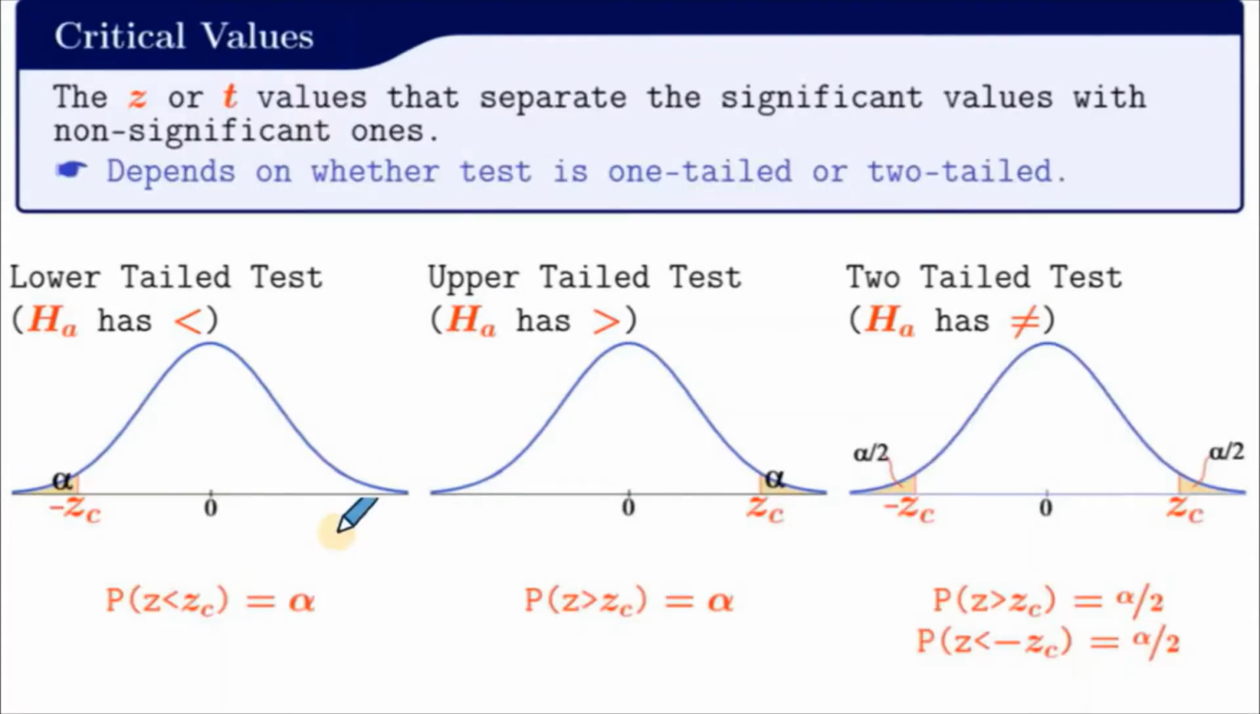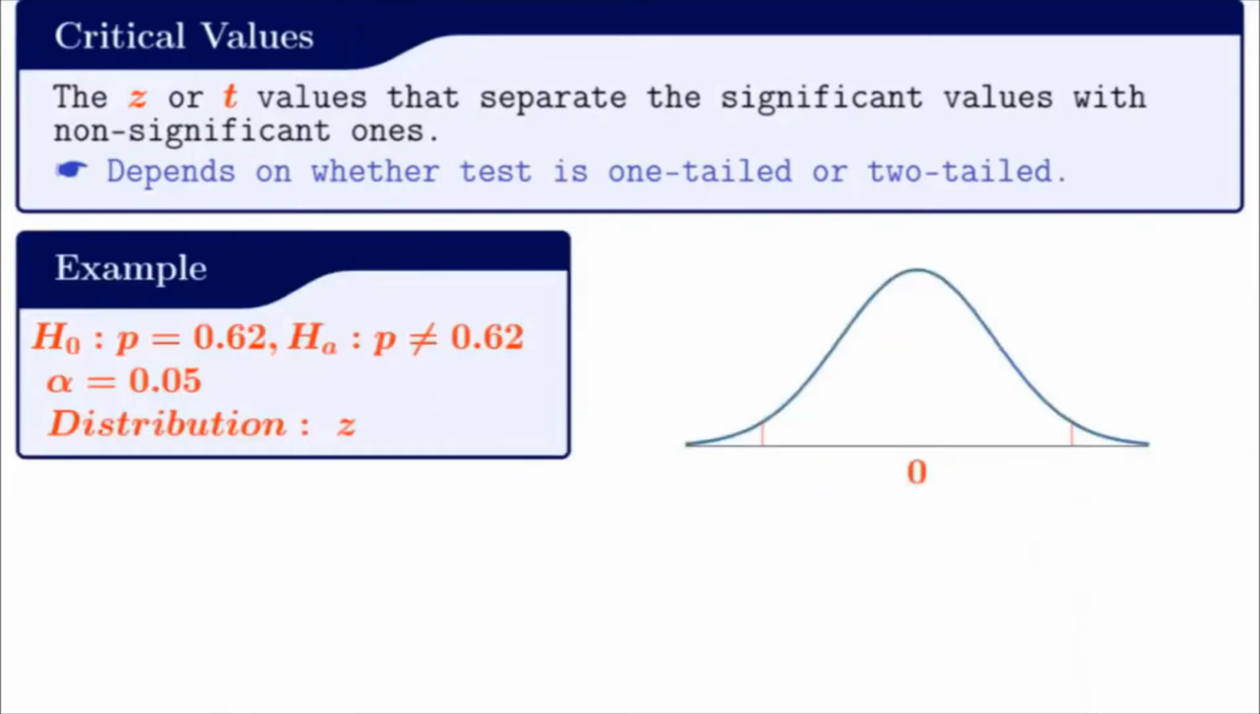These are the values that separate the significant values with non-significant ones. These are the boundary values on Z or T distribution. They depend on the type of test, as we can see in the graph below. Note that the total area outside the critical value is the significance level alpha. For lower and upper tails, we have the area alpha just on one side, but for the two-tailed test, we divide alpha into two tails, so area on each side outside critical values will be alpha over 2. So if we look at this example here, this is a two-tailed test.